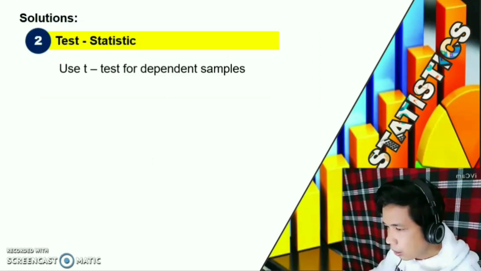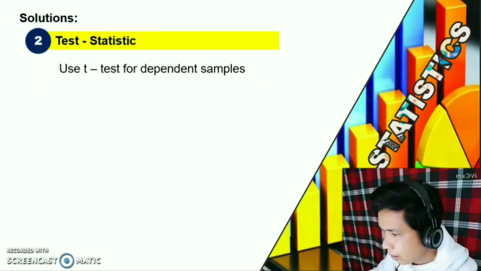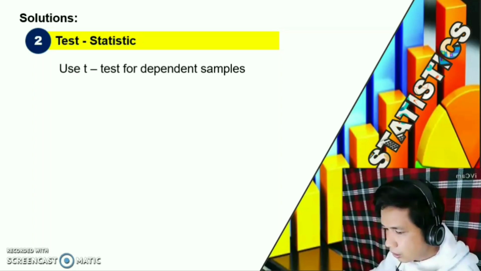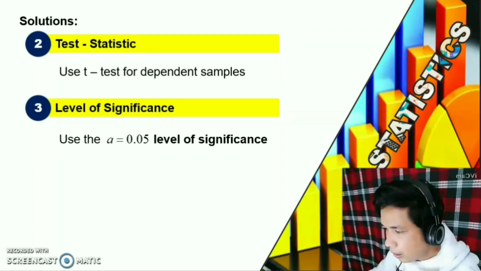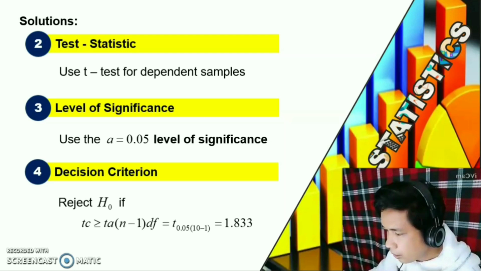Now we proceed to our solution number 2, which is to determine our test statistic. We will be using t-test for these dependent samples. On step 3, we have to set our level of significance at 0.05. For step number 4, we have our decision criterion, which is to reject the null hypothesis if the test statistic is greater than the critical value, where t 0.05 with 10 minus 1 degrees of freedom is equal to 1.833. Now, how are we going to get the 1.833?